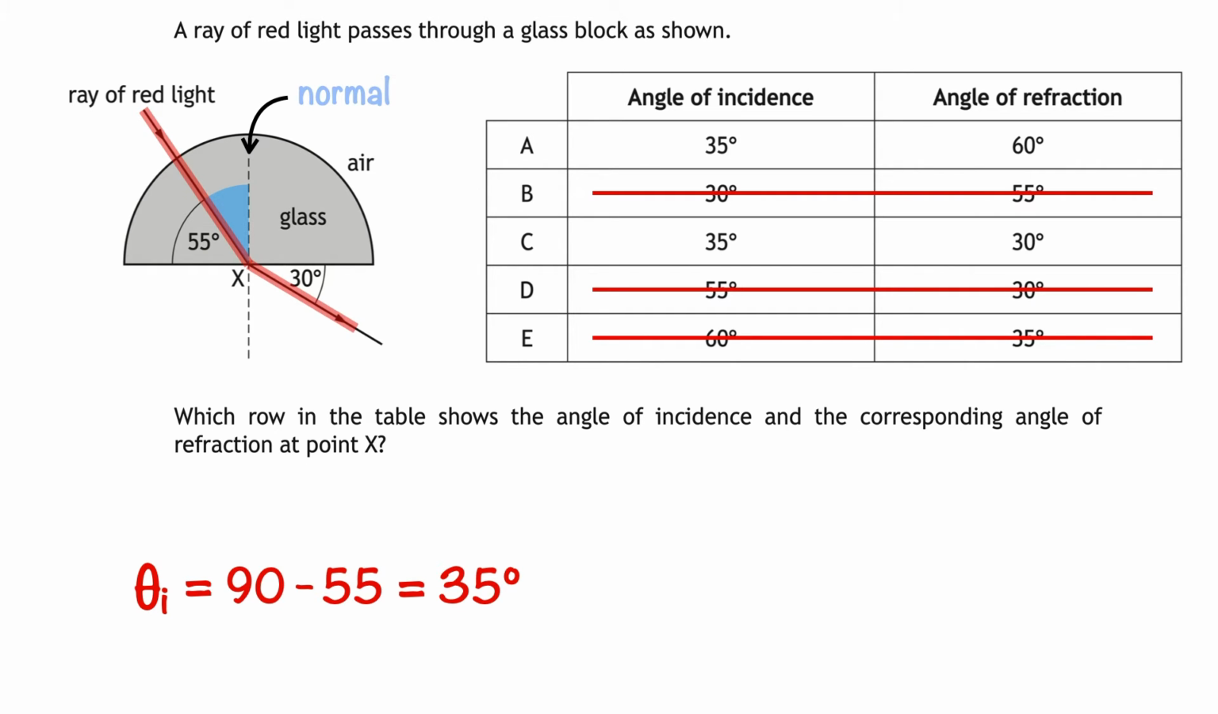And again, to measure the angle of refraction, we have to find the angle between it and the normal line. So that means this angle here. Its value will be 90 minus 30, which is 60 degrees. That means that the answer is A.